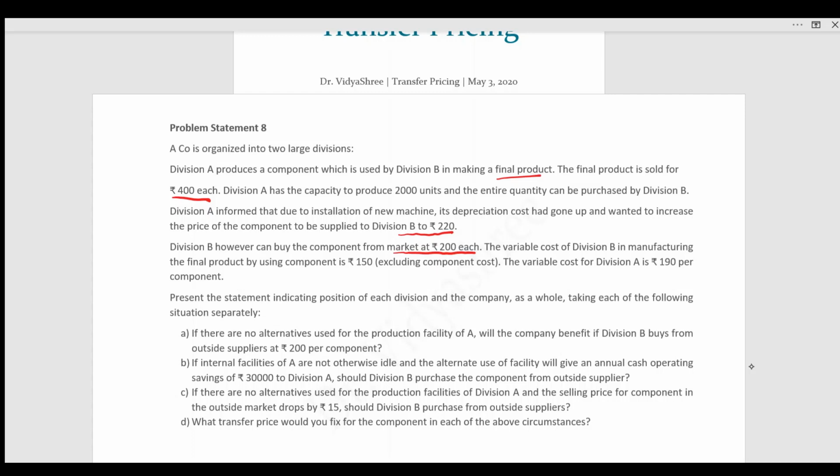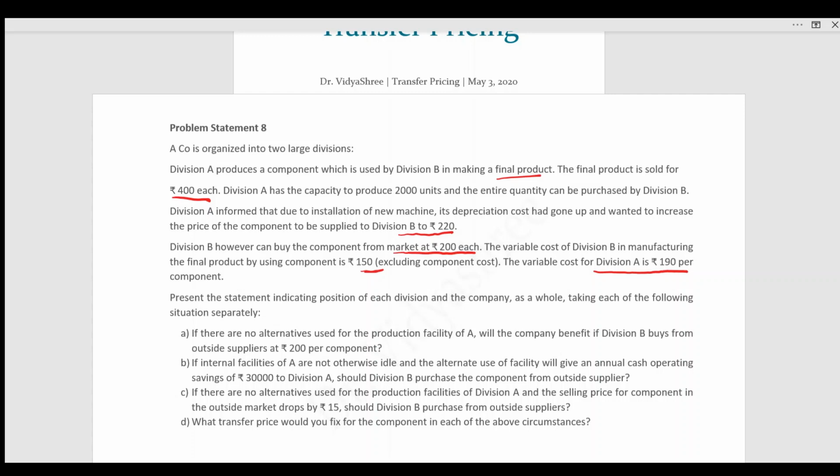Well, the variable cost for Division A is rupees 190 per component. So 150 is what is incurred by Division B when it is making a final product. But Division A is incurring 190 per component when it is making a supply to the next division, that is, Division B. Let me repeat. Variable cost of Division A is 190. Variable cost of Division B is 150.